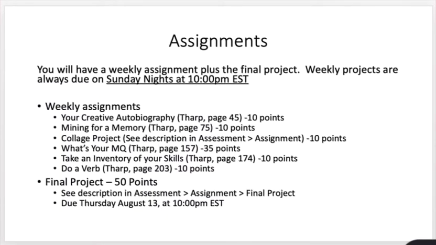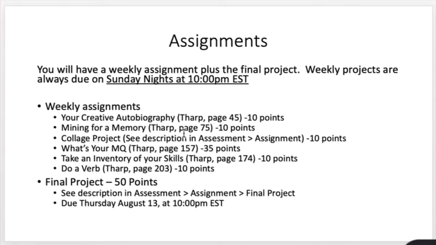Everything in this class is going to be broken down into one-week modules, and every week you will have an assignment due. Right here it shows all of the different assignments. I'm not going to go into those in too much detail. They are always due Sunday nights at 10 o'clock Eastern Standard Time. If you're in a different time zone, make sure to translate that, because those assignments will close at 10 o'clock, and points will be deducted for them not being on time.